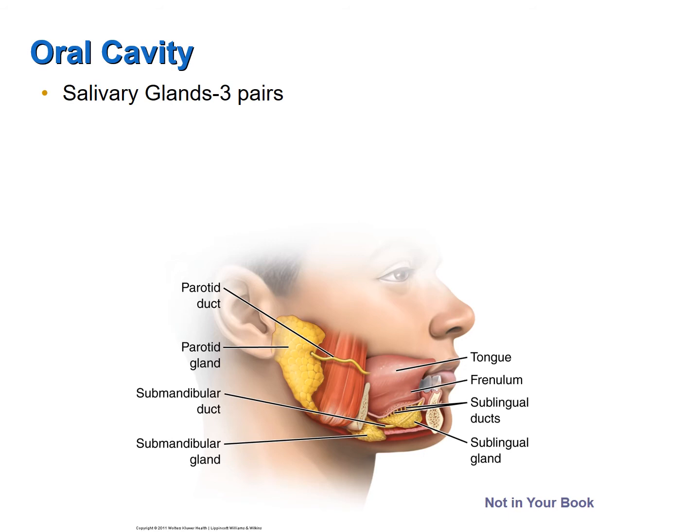Let's discuss the role the salivary glands play in digestion in the oral cavity. So there are three pairs of salivary glands. The largest are the parotid glands, which are anterior and inferior to the ears. Below the mandibles, we have our submandibular glands, and below the tongue, lingual meaning tongue, we have the sublingual glands. All of these glands are exocrine glands, which have ducts which allow the secretion of saliva into the oral cavity.